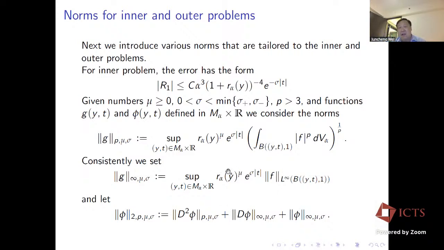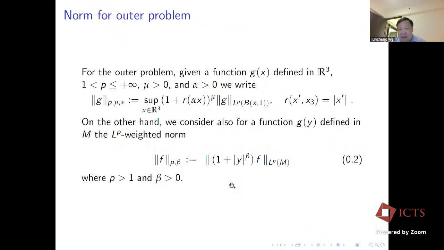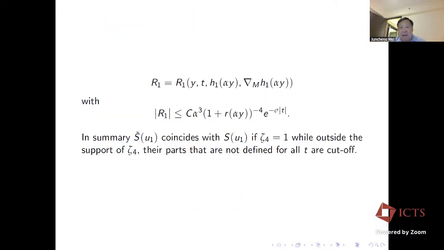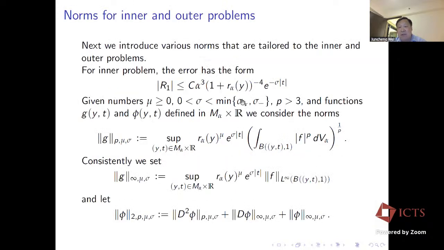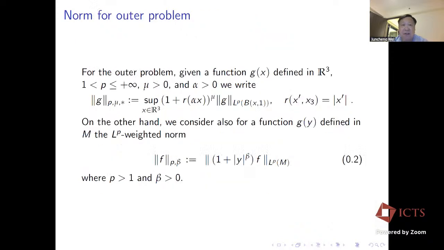Okay, and we have to use the W2P local norm because the B term here contains lots of second order derivatives. There's lots of second order derivatives in the B term, so that's why we have to use the W2P theory, and later we use the C2 alpha theory.